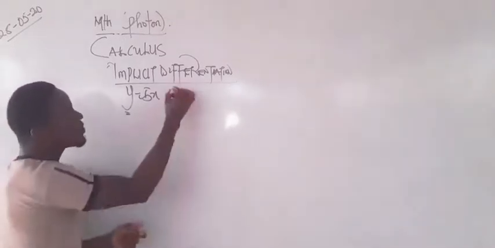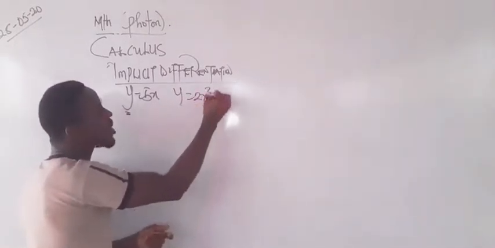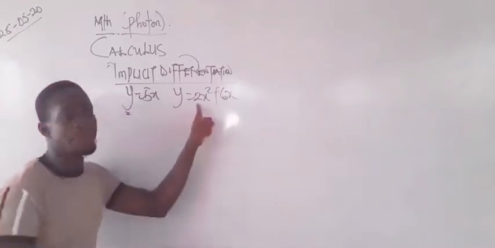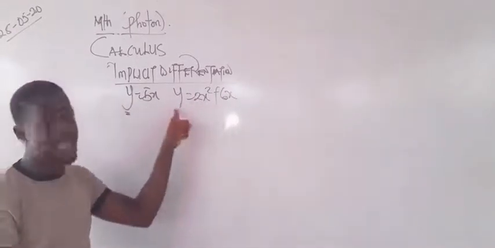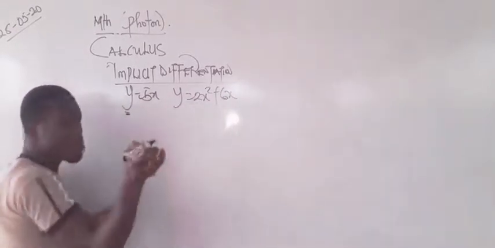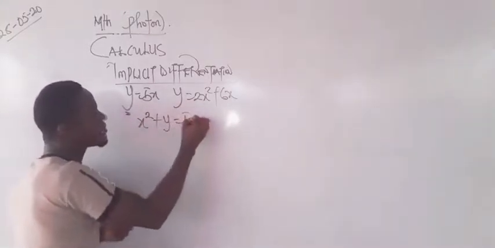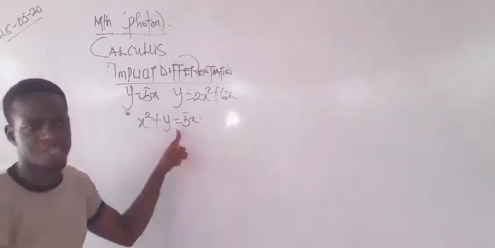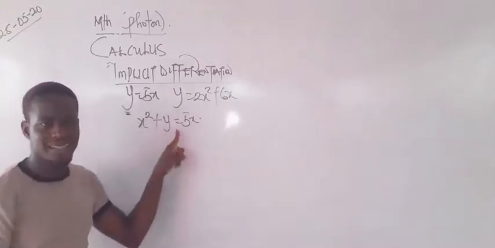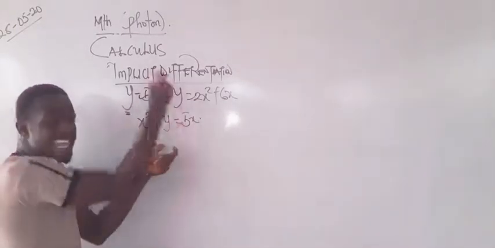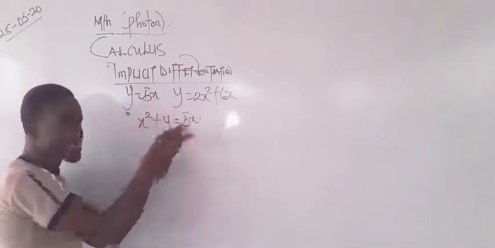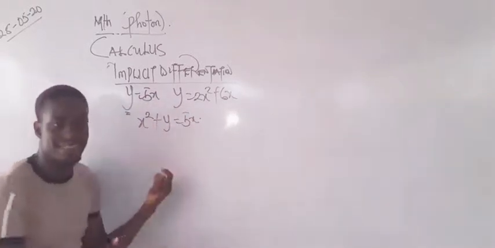So if I tell you that y equals 2x squared plus 6x, does this become implicit or explicit? Because y is outside, right? Now, what of when I tell you that x squared plus y equals 5x? Can I call this an explicit differentiation? Why? Because the y is now inside the equation, okay? Now, how do we tackle questions like this?